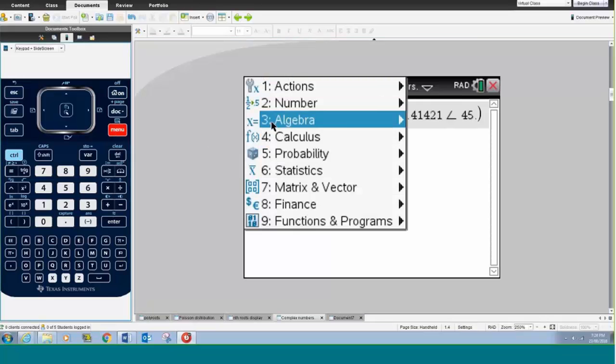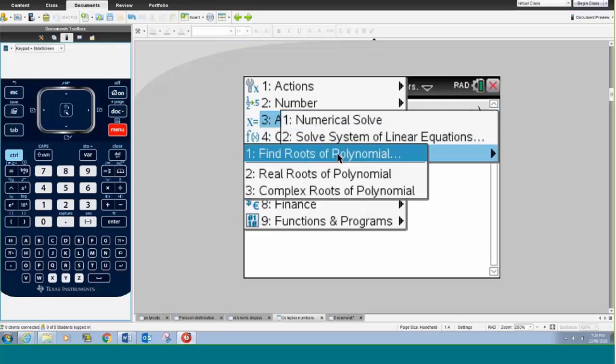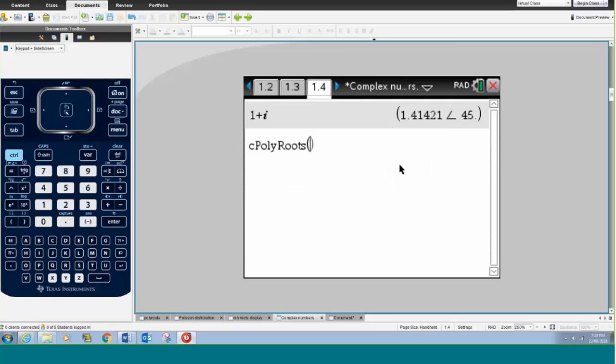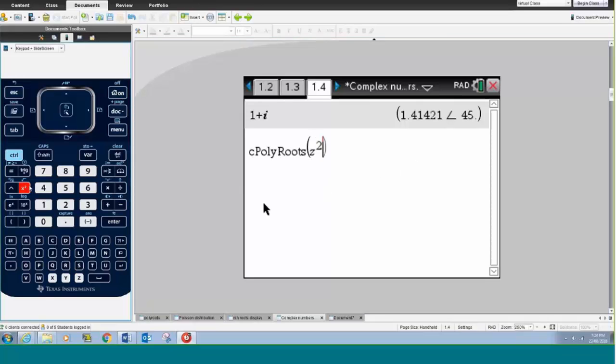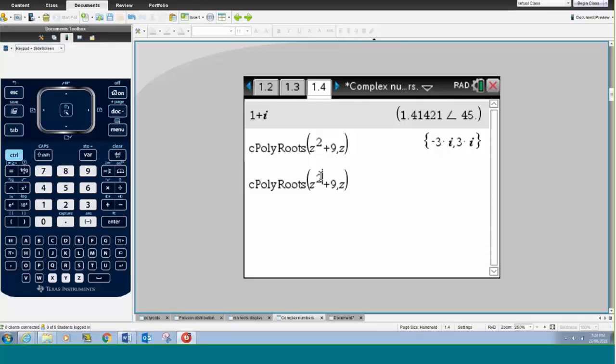A very useful feature is polynomial tools, where we can find complex roots of a polynomial. So let's do a couple of examples. If I type z squared plus 9, comma z, and now I'm in rectangular form, it will display the roots. We can do a couple more, and that's a nice way to illustrate the conjugate root theorem, looking at how many roots we have each time and showing that complex roots occur in conjugate pairs.